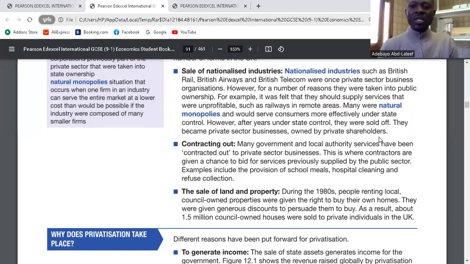The second one is contracting out. Many government and local authority services have been contracted out to private sector businesses. This is where contractors are given a chance to bid for services previously supplied by the public sector. Examples include the provision of school meals, hospital cleaning, and refuse collection.